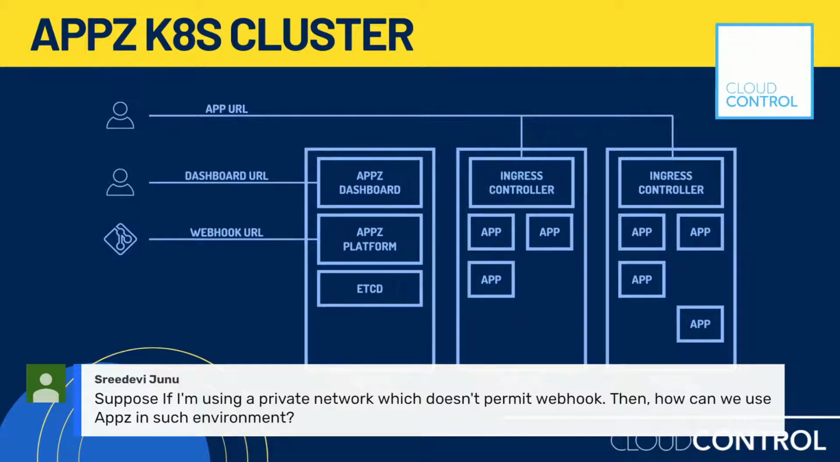What these images enable is that as soon as the change happens, these processes, you can call them AppZ processes, scan the Git or the repository and see if there is any change. And if there is a change, those get picked up and deployed using the Git token. And in this case, the webhook is not needed. All right, moving on to the next question.